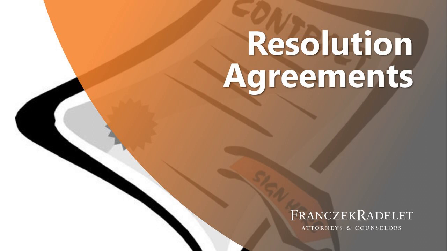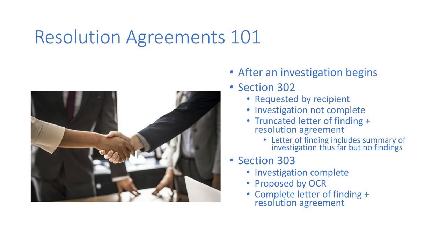That brings us to changes in the resolution agreement process. So as a bit of background, resolution agreements occur when OCR gets a complaint, opens the complaint for investigation. The complaint does not end through the RRP process, which I previously described, or through FRCP, which Jackie touched on earlier. That's the facilitated resolution between the parties. And the investigation has begun. And there are two types of resolutions that can occur. Both of them are on your screen, Section 302 and Section 303.